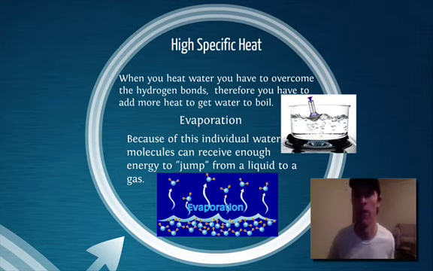It just evaporated off. Okay, and then living things take advantage of this evaporating to cool themselves. So when you sweat, what you're doing is you're putting this water on your skin and it's evaporating, and that energy is being lost and cooling you. So that's another way that we take advantage of this kind of unique property.